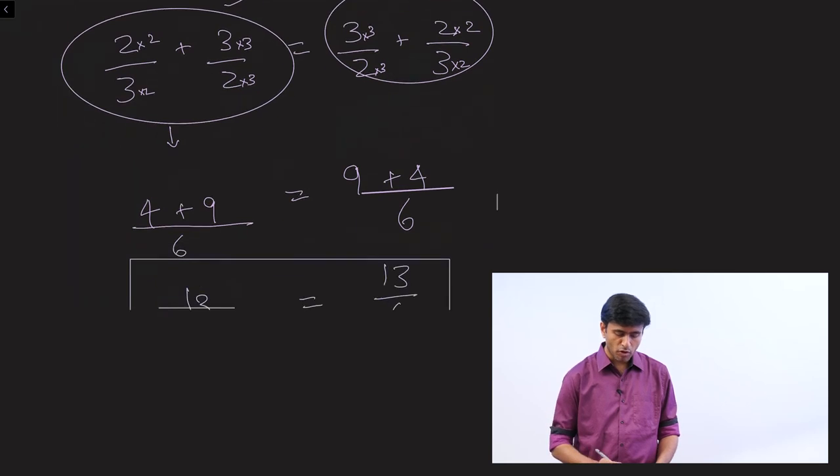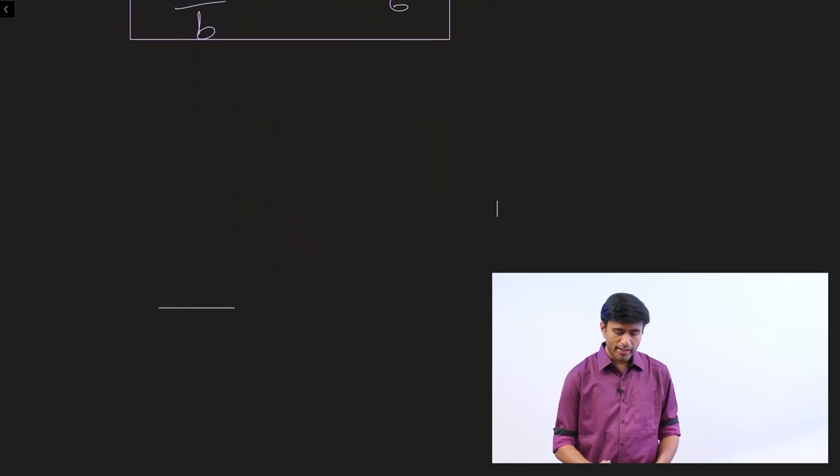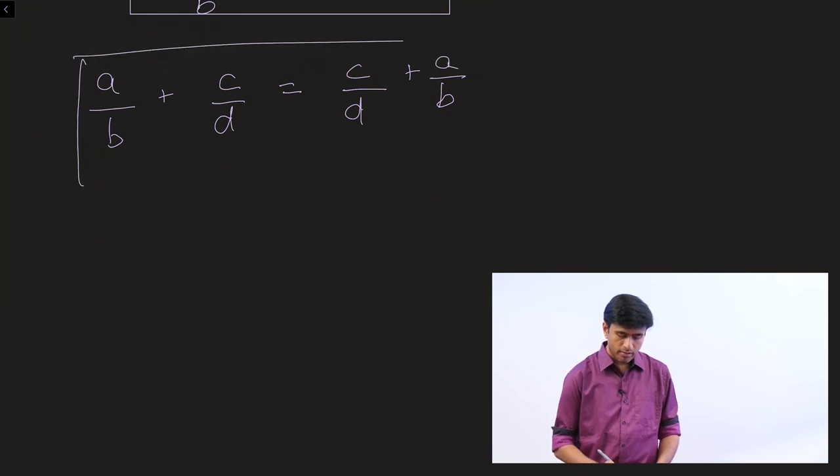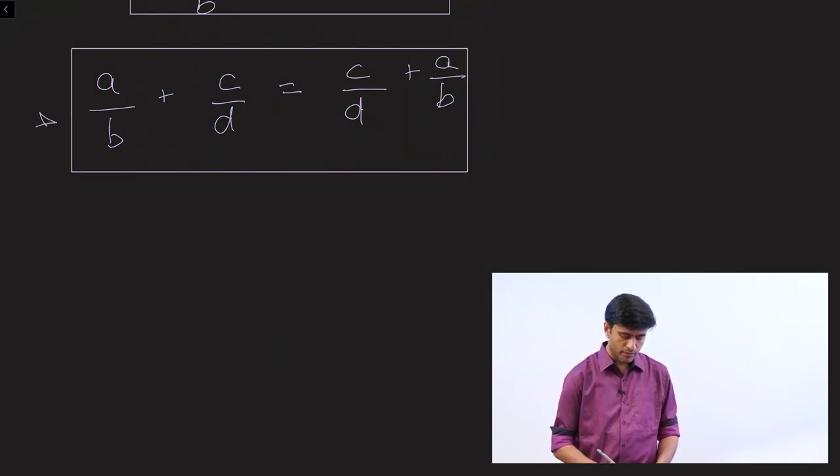So the sum of two or more fractions will be the same even when order of addition is changed. In other words, a by b plus c by d is the same as c by d plus a by b. The order of addition doesn't affect the result. That's another property.